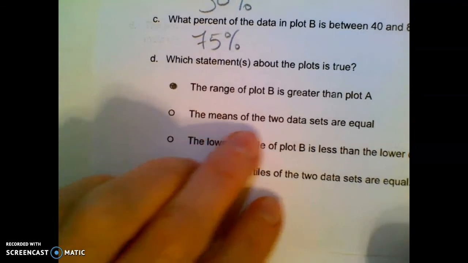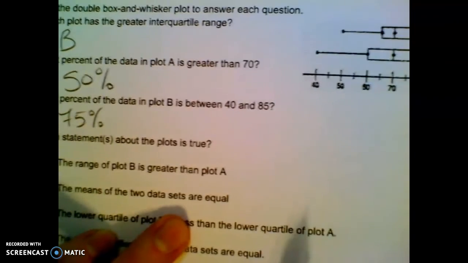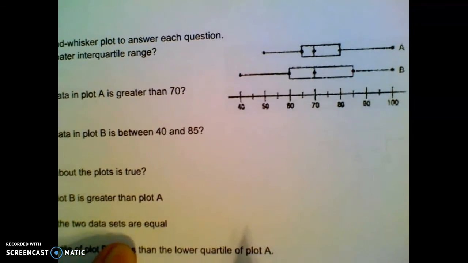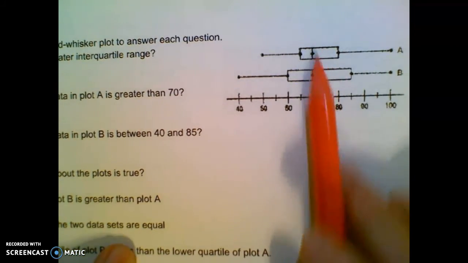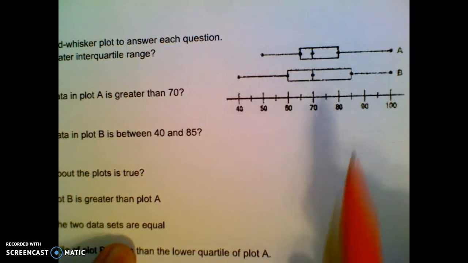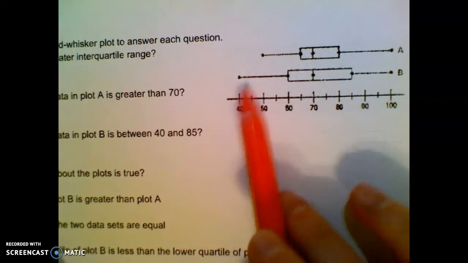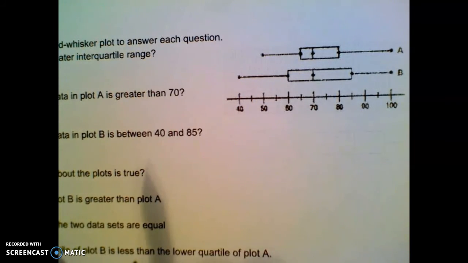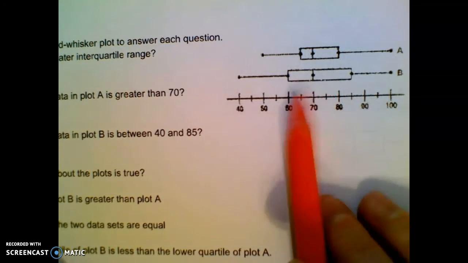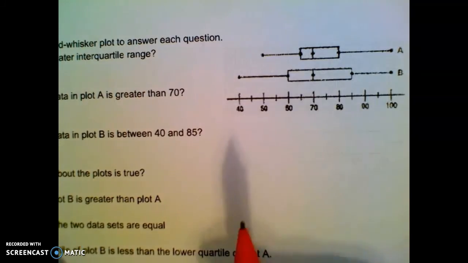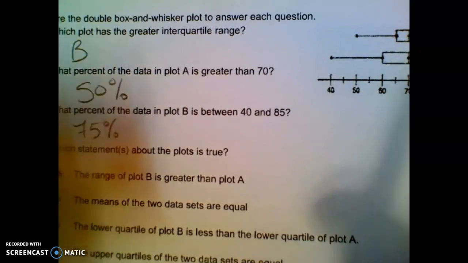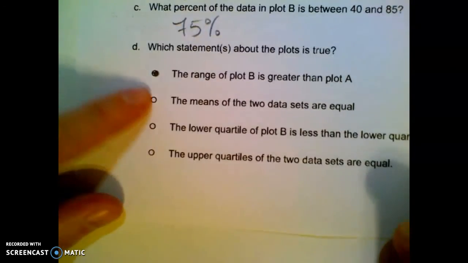Okay, the means of the two data sets are equal. Definitely not. They have the same median, they have different numbers. You really can't actually tell the information just by looking at it, but this is going to have a lower value. It's going to pull that average down. So the mean of B is definitely going to be a little bit lower than A, but you can't even tell that really from the box and whiskers. So that's not a true statement.